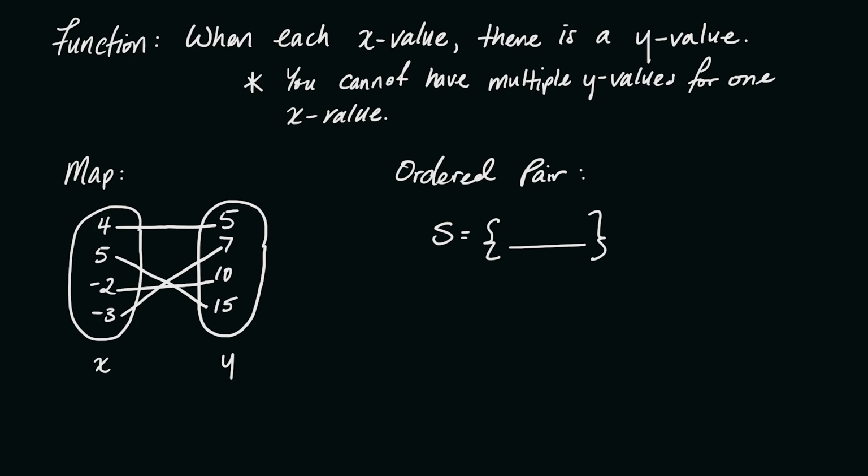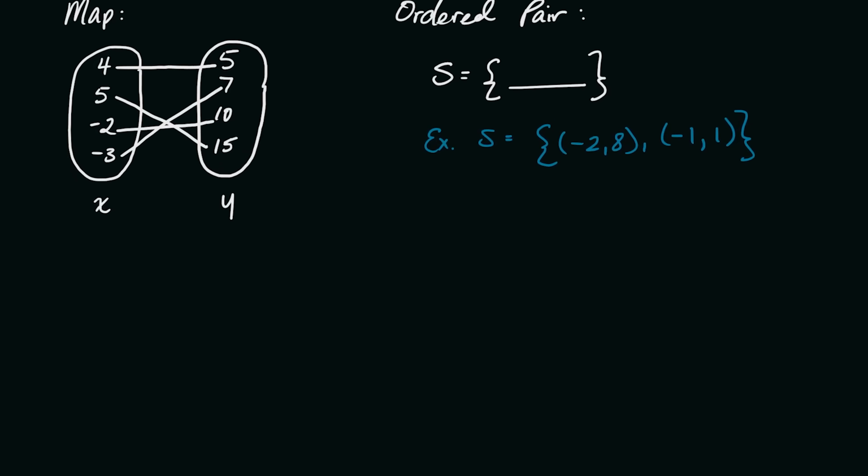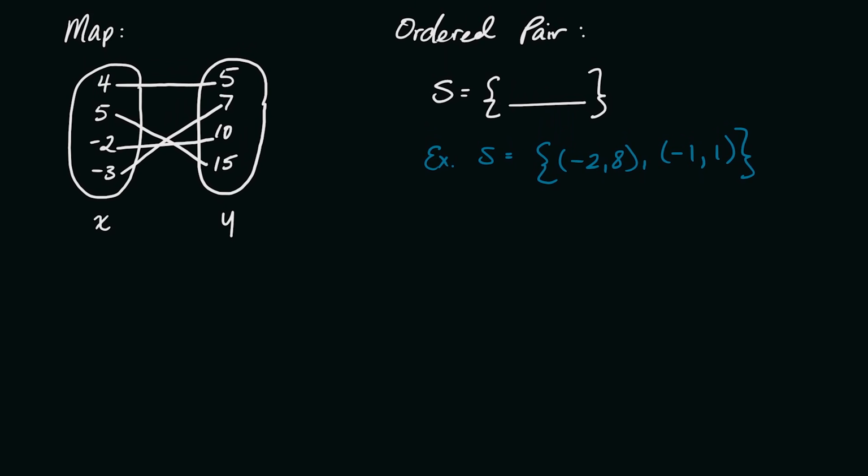Now, an example that we can have, I'm going to draw this in blue, is s equals curly brackets, and then our coordinates of (-2, 8), (-1, 1). This is what we can call an ordered pair. And based off of this, it's a function because for each x value, there is a certain y value. So that's that. And we have two more to go. Our next one is a formula basically.